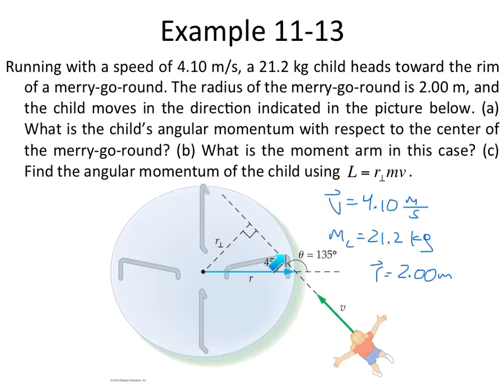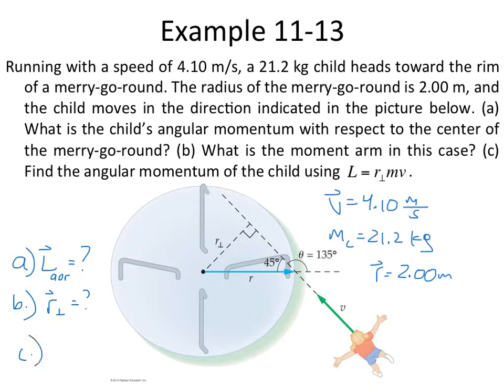All right, Part A is L, with respect to some axis of rotation. So what's the angular momentum of the child with respect to the axis of rotation? Part B, we're being asked to find the moment arm. So R perpendicular right there is the moment arm.